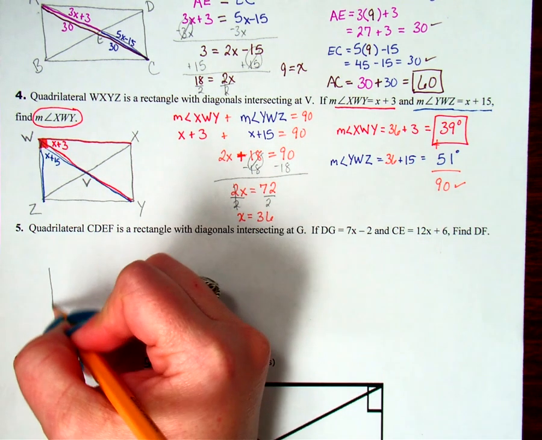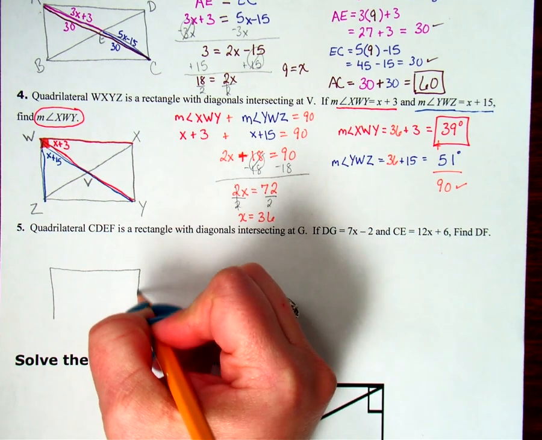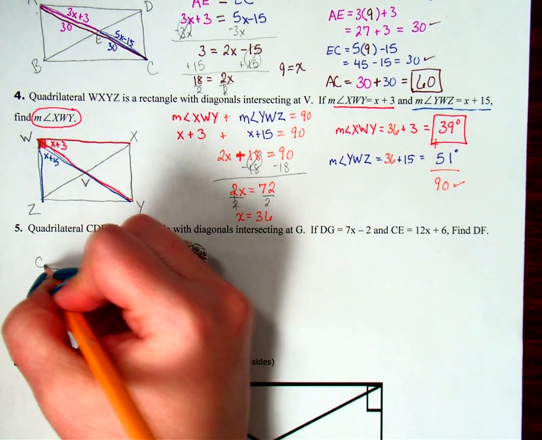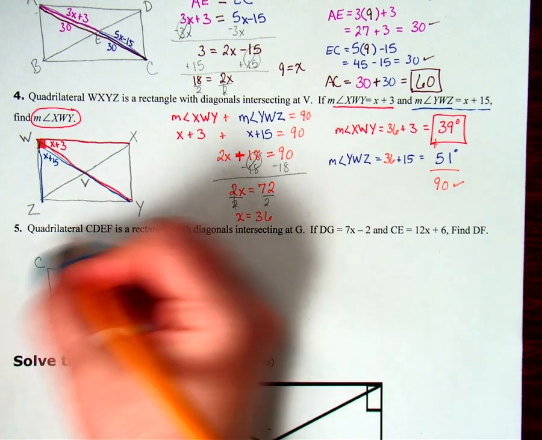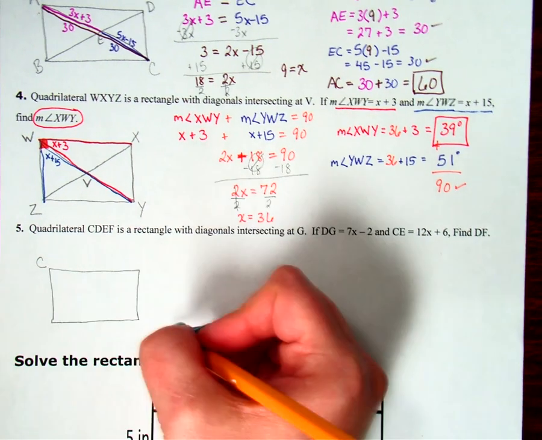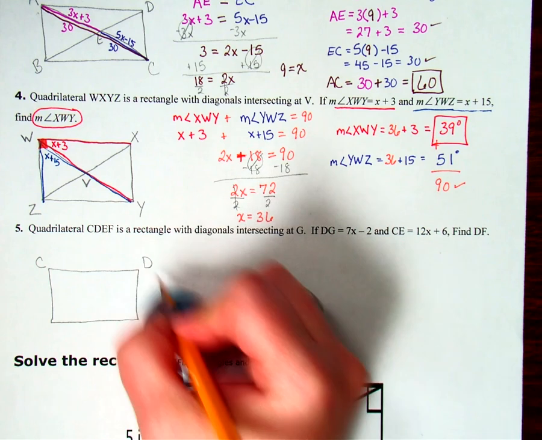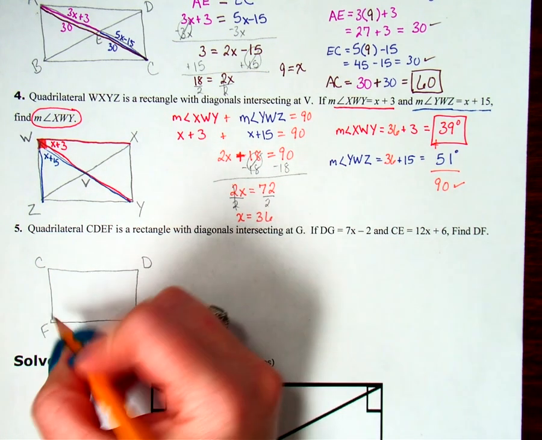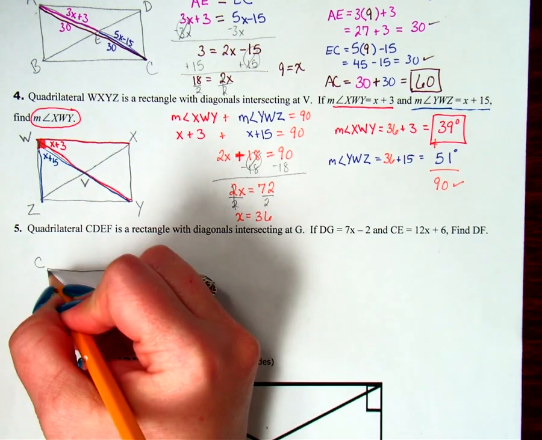So first thing I'm going to do is sketch that picture. I've got a rectangle, CDEF. I'm going to start in one corner and go clockwise around. You could go counterclockwise as long as you don't zigzag. CDEF. My diagonals intersect at G.